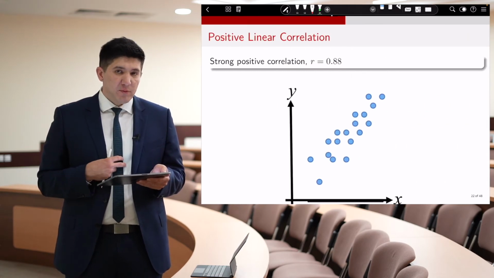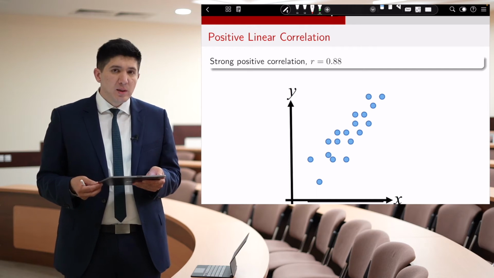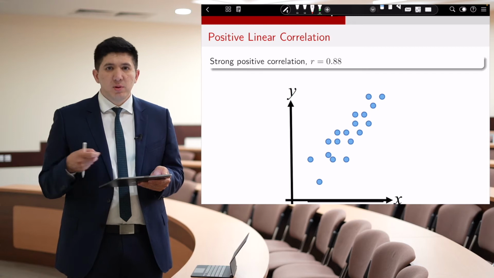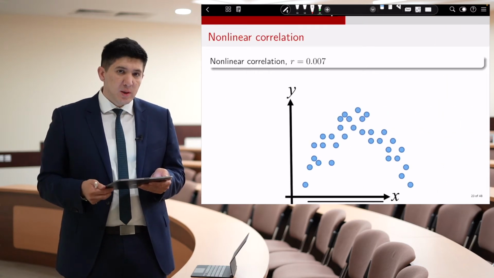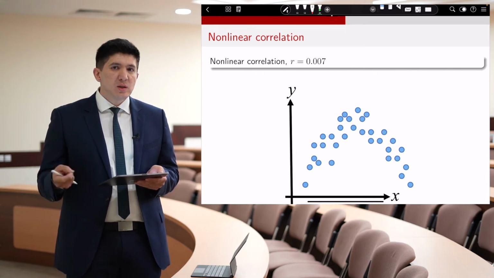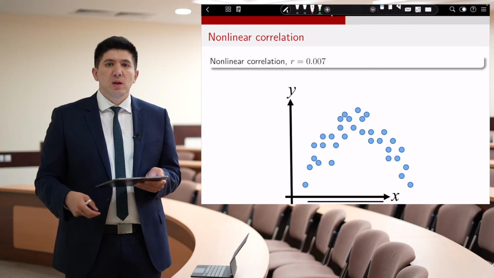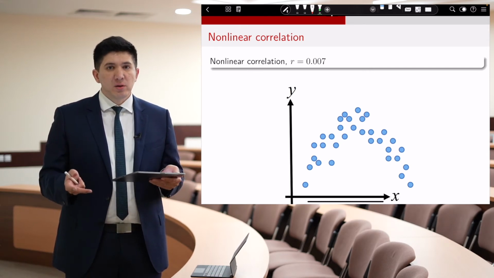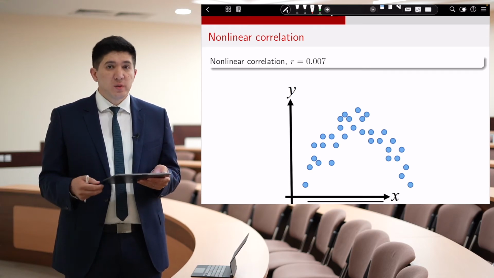At the same time, for this example, r is equal to 0.88, and you can see here that there is a strong positive correlation. As x is increasing, y is also increasing. At the same time, this correlation coefficient is not able to track a non-linear correlation. Even though sometimes x and y have a correlation, so are related, if you're changing the x, y is also going to be changed somehow.